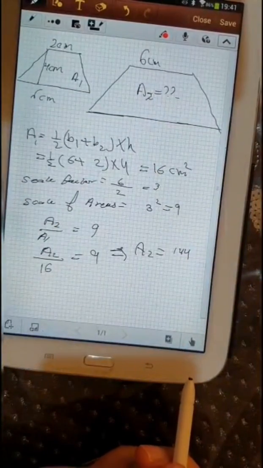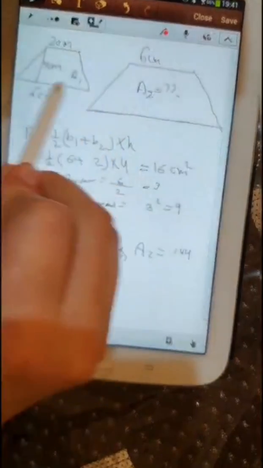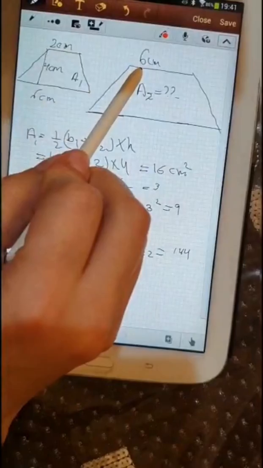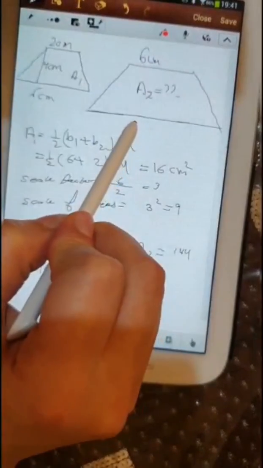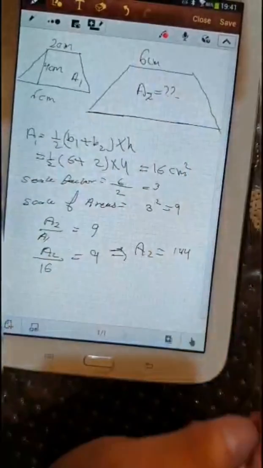Okay, another way to find this one, we can use the scale factor to find the missing side. I can say 2 to 6, and this one 6 2. Then find the other side, then find the height, and also calculate it for the area too.